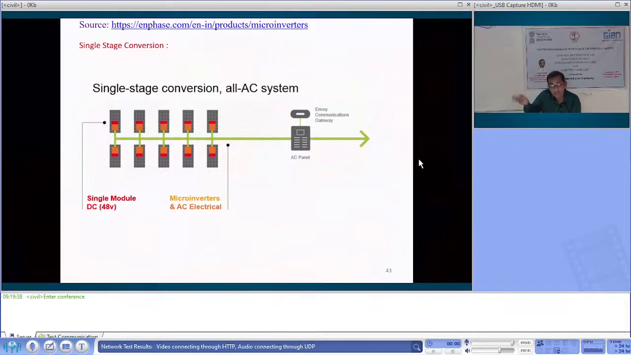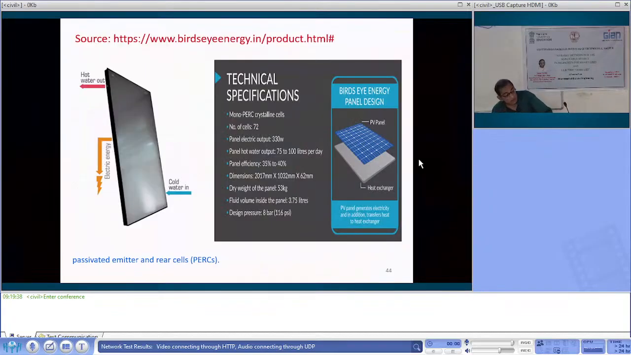Along with the module they have fitted the micro inverter, and then they have given an Envoy communication gateway, connected to the AC panel. Single module of 48 volts DC micro inverters. You get AC electrical. Enphase company, you can check from the website. Okay. So this is a new technology. A startup is there. They have tested their product at IIT Chennai laboratory.